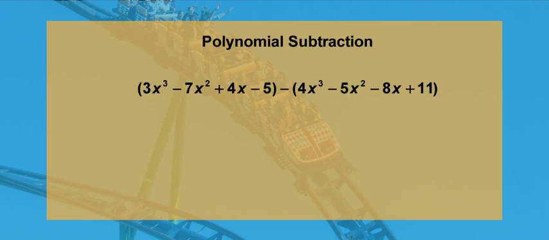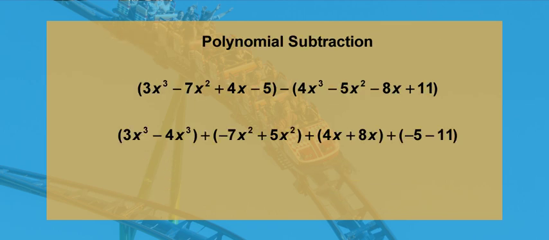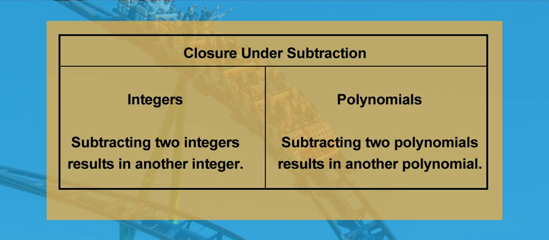You can also subtract polynomials horizontally. As we did with addition, place common terms in parentheses, as shown here. Combine terms to find the difference. Like integers, polynomials are closed under subtraction. Just as the difference of two integers is another integer, the difference of two polynomials is another polynomial.